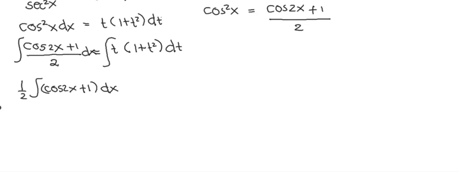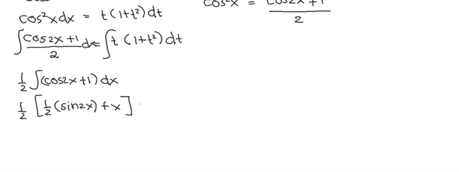The integral of cosine 2x is 1/2 sine of 2x. Then the integral of 1 is x. Next, we integrate the right side of the equation. We have the integral of t times 1 plus t squared dt.